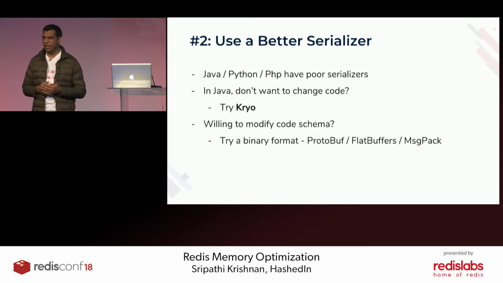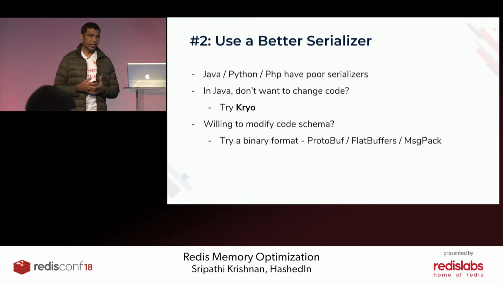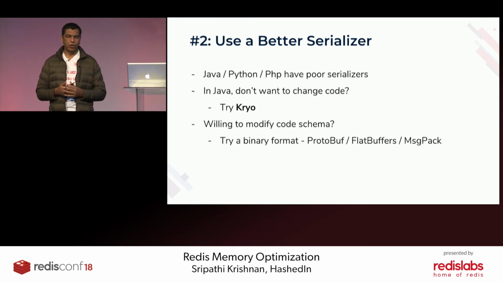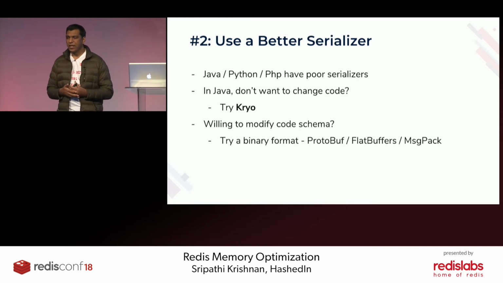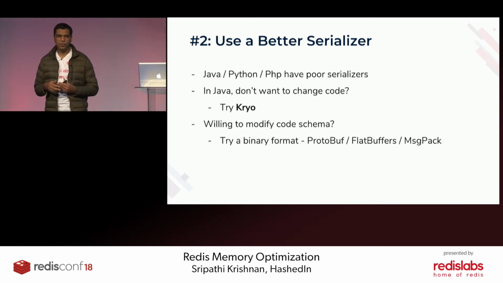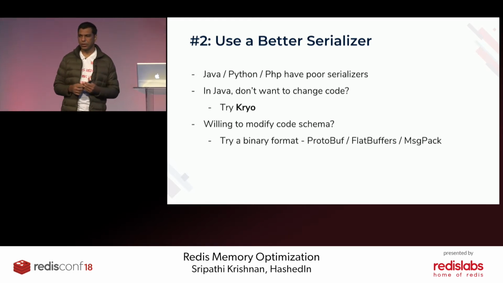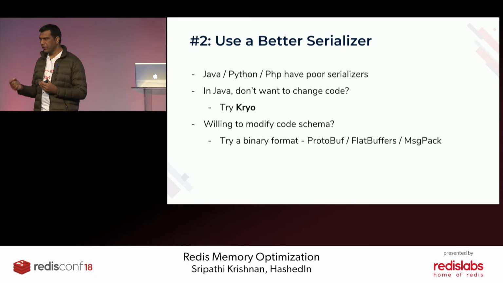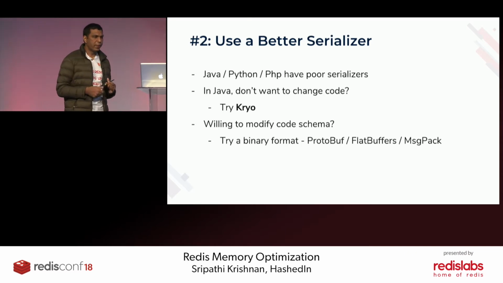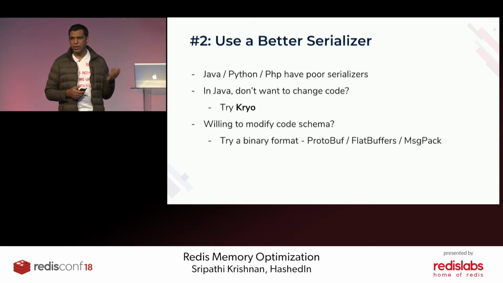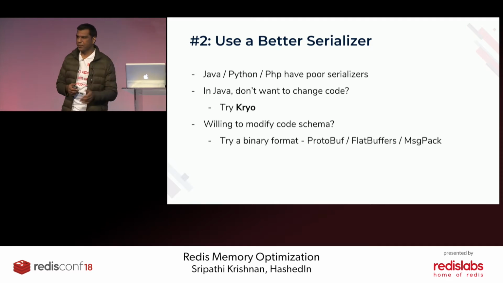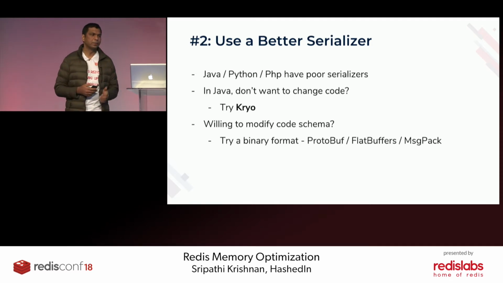The protocol buffer is by Google. Flat buffers is also by Google. There is message pack. So these are even better serialization algorithms. They don't need to store the class name, the field name, and therefore the serialized object that you save in Redis is far more optimized. This alone can easily reduce your object size by 50%, sometimes even higher than that.